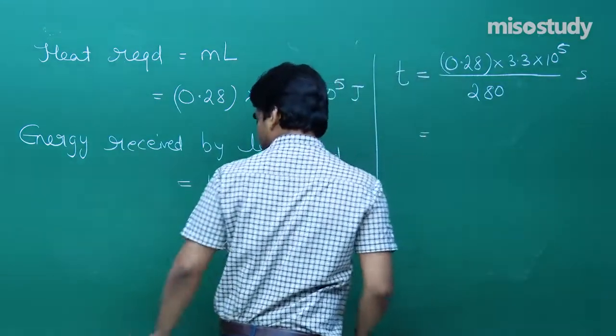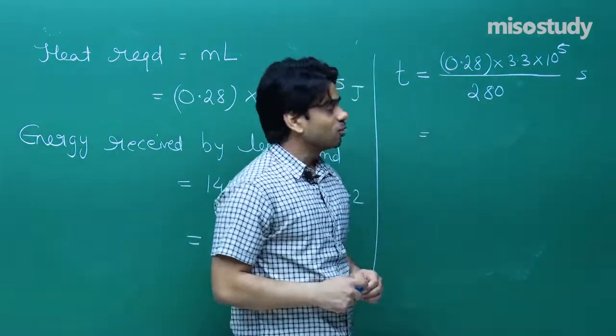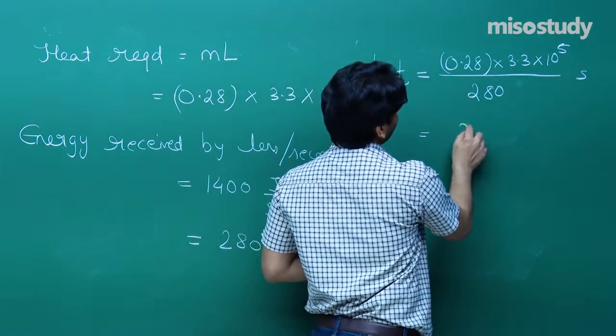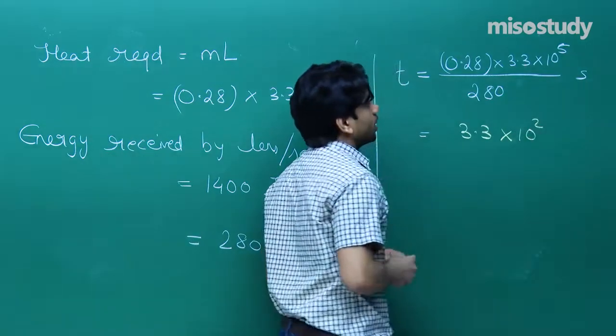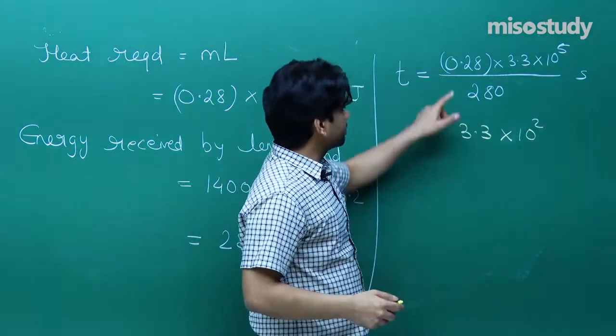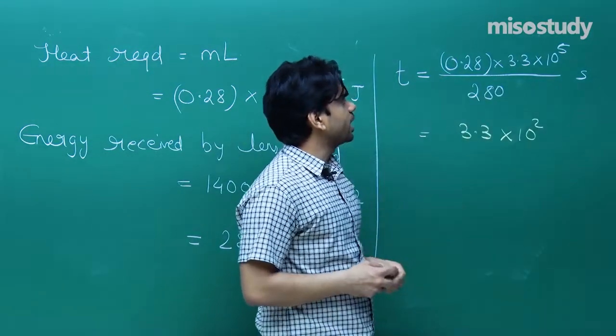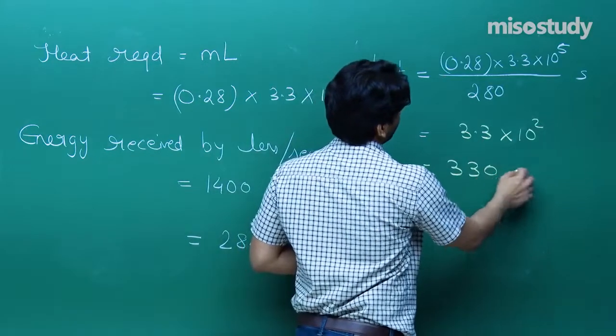So finally the answer will turn out to be 0.28. If you do that, you get 1 upon 1000, you will get 3.3 into 10 to the power 2. This is what you are going to obtain. This can be written as 0.2. Yes, this will get 100,000 times, and here you will be getting 3.3 into 10 to the power 2. This comes out to be 330 seconds.